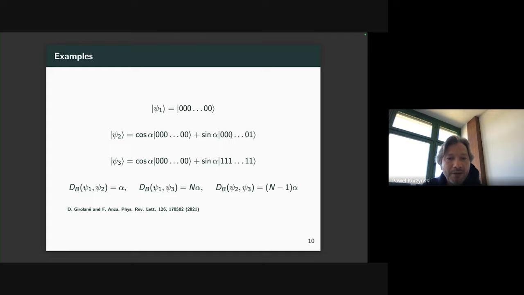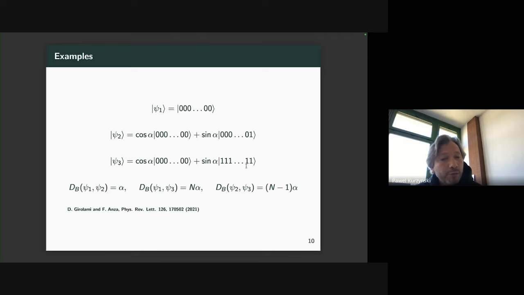Okay. So this is like a general superposition between two such terms. It's psi 2. And then psi 3 is another superposition with the same coefficients, cosine alpha and sine alpha. But this time, the other state in the superposition is the state in which all spins are flipped. So actually, the state psi 2 is still a product state, whereas the state psi 3 is a huge GHZ state, a huge maximally entangled state.